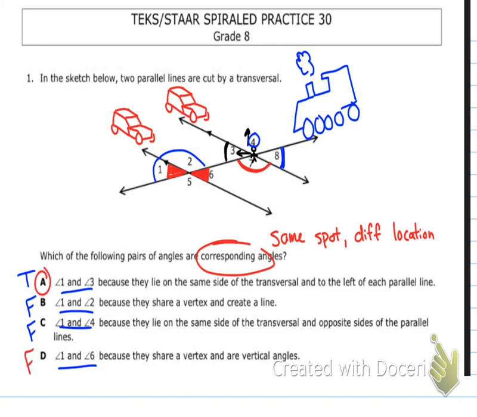So corresponding angles are going to be same spot, different location. So imagine you and your friend standing in the middle of an intersection. That's very safe in fiction. Don't go do that in real life.